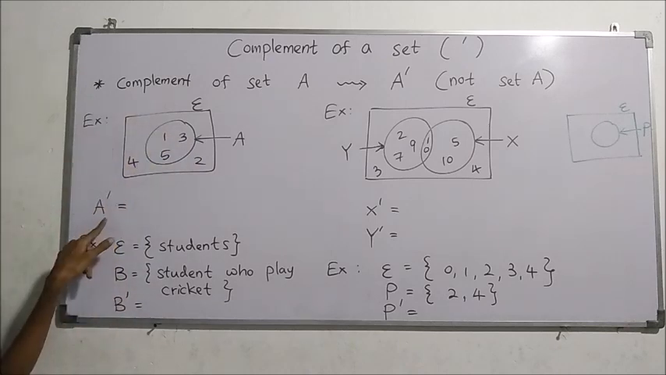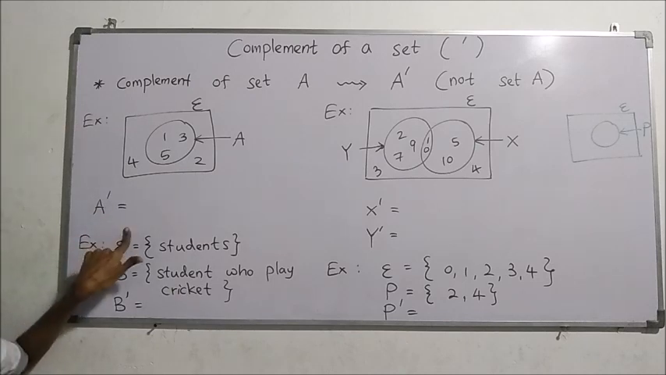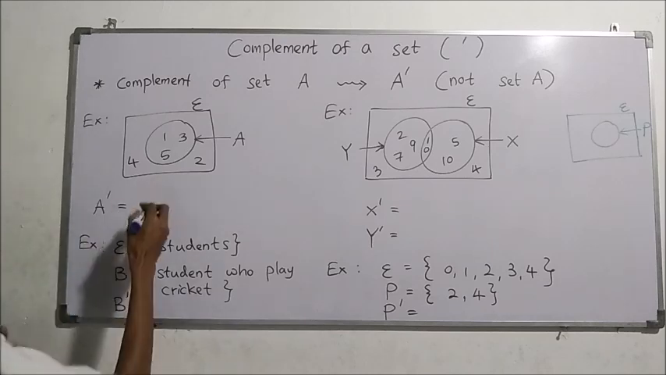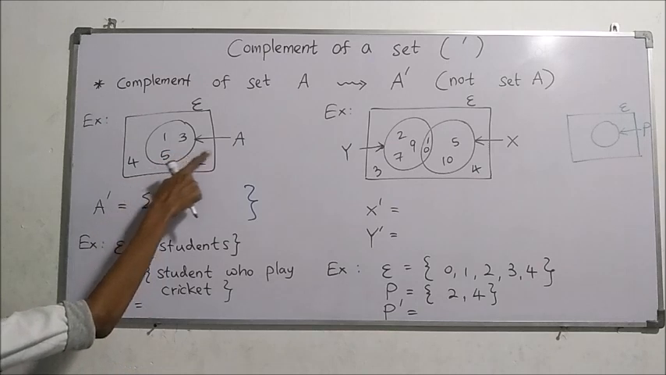Okay, so we need to write set A dash. By listing the elements, A dash should be written. So within curly brackets I can write the elements. What are the elements in set A?